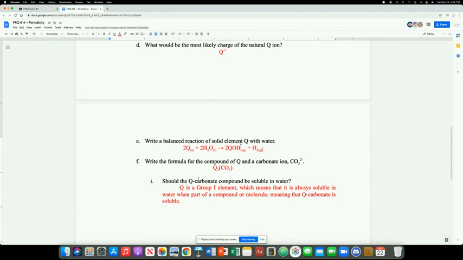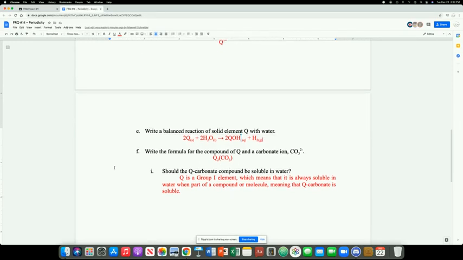And then should the Q carbonate compound be soluble in water? So based on the solubility rules, we know that all group 1 elements will always be soluble, meaning that this compound will be soluble in water. All right, and that's our question.